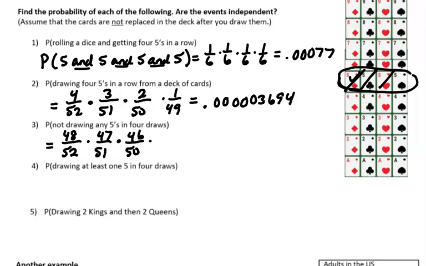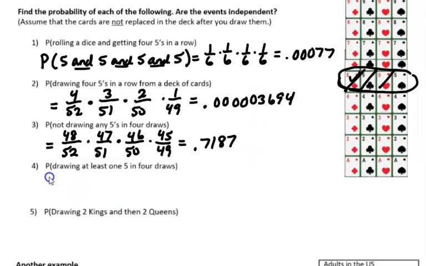And then I've drawn 3 cards that are not 5s. So there's only 45 cards left that are not 5s and only 49 cards altogether. This turns out to be 0.7187. Now notice the probability of not drawing any 5s in 4 draws is not the opposite exactly of drawing 4 5s, because these two would have to add up to 100% and they don't. We'll talk more about that in just a moment.